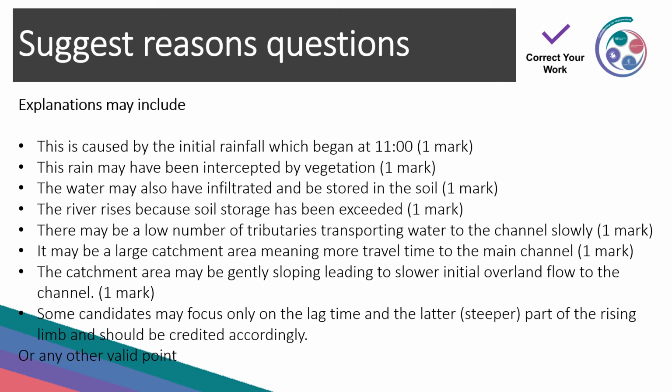So here we have the answers for part B. You can see here, hopefully what we mean, there may be a low number of tributaries transporting water into the channel more slowly. It may be there's a large catchment area, meaning that more time is taken in the main channel. Or it might be the fact that there's more vegetation which could intercept the rain. So we don't know for certain, but we're just suggesting what these reasons might be for the rise in the limb going up so quickly.